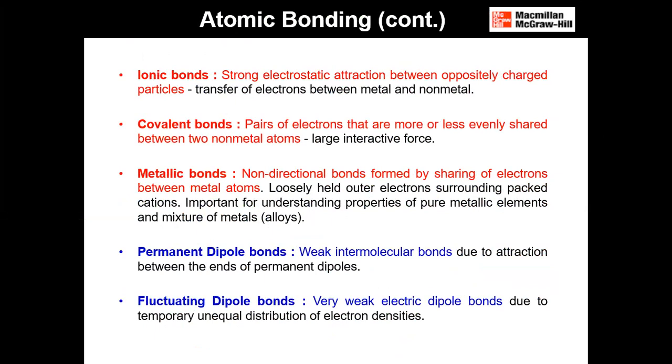And metallic bonds are non-directional bonds, a sharing of electrons between metal atoms, mostly what we call a sea of electrons. A permanent dipole is a weak intermolecular bond due to attraction between the ends of permanent dipoles, whereas a fluctuating dipole is a very weak electric dipole that is temporary, like van der Waals.